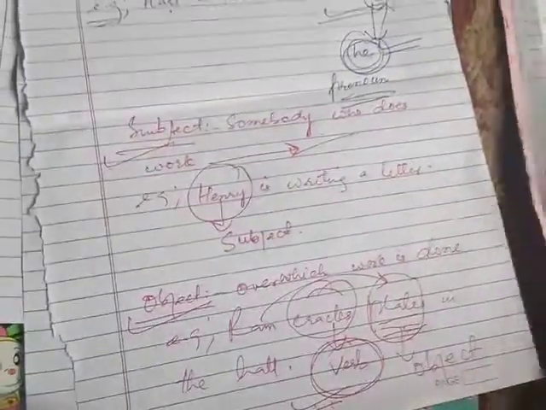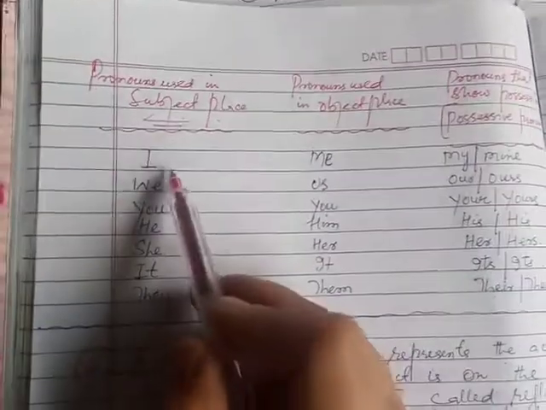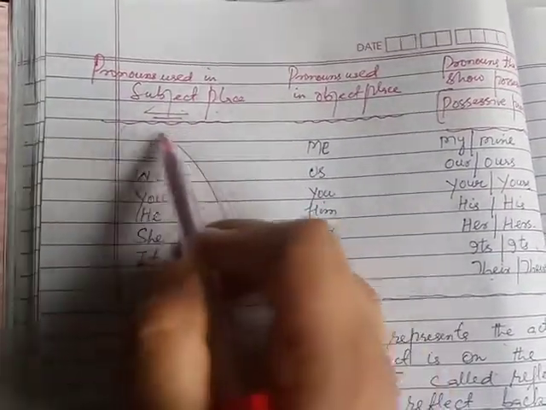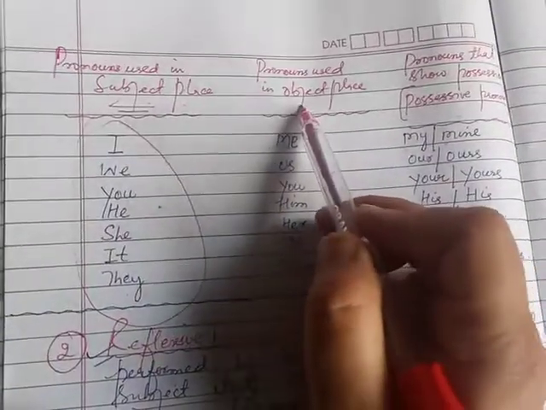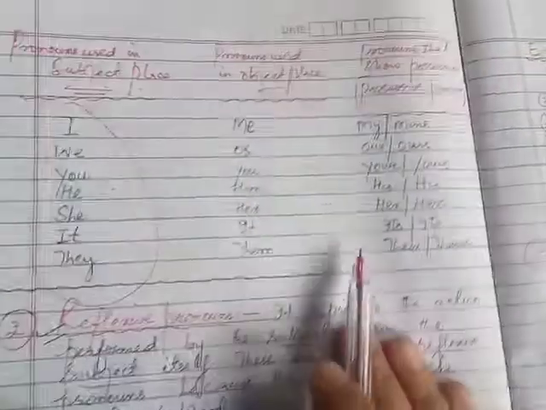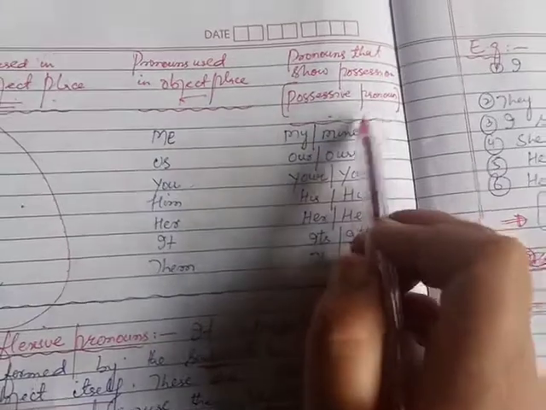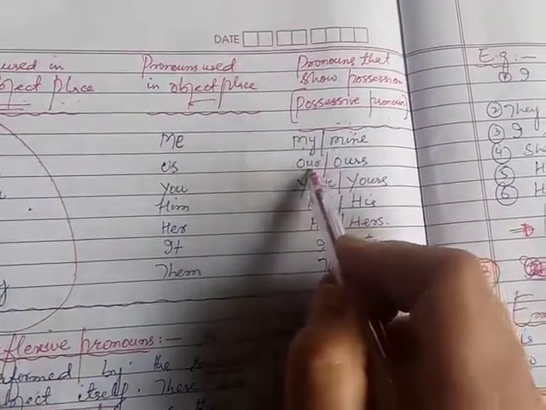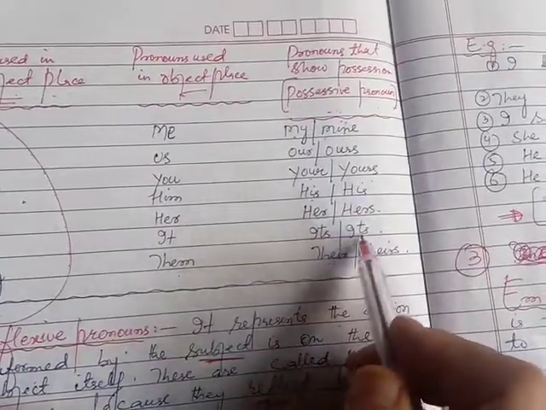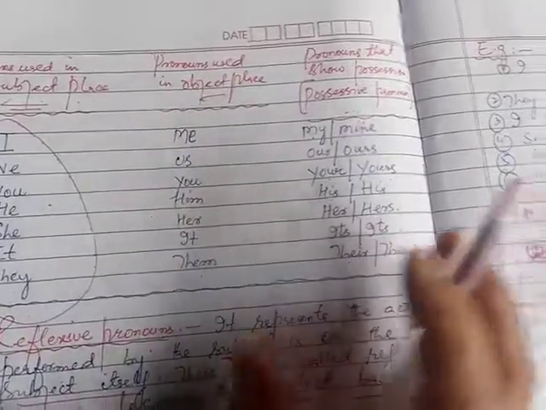Okay, now let's move on. Here, my dear students, pronouns used in subject place: I, we, you, he, she, it, and they. These are all pronouns that are used in subject place. Now, pronouns used in object place: me, us, you, him, her, it, and them. Then, possessive pronouns. Possessive pronouns means pronouns that show possession: my, mine, our, ours, your, yours, his, her, hers, its, their, and theirs. These are all pronouns that show possession, or these are possessive pronouns.